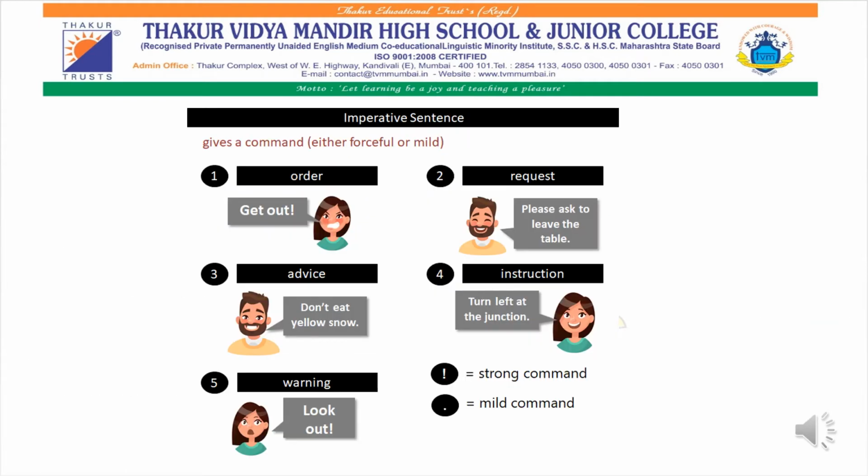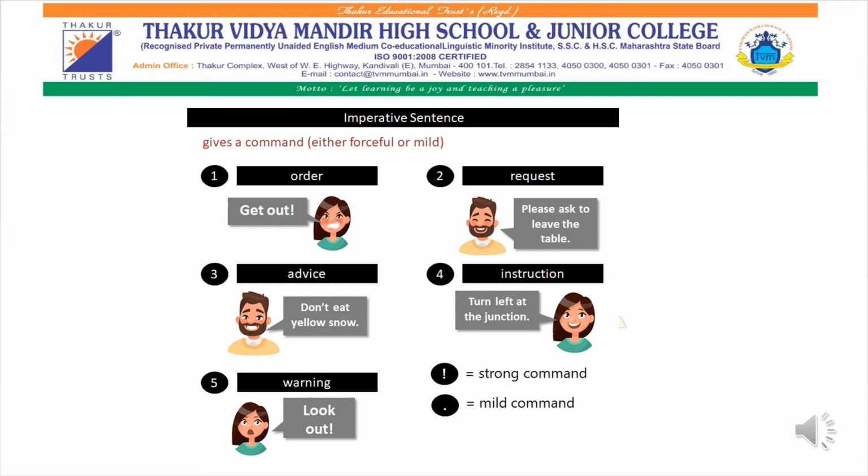Look at this picture. As I have mentioned, imperative sentences give commands either forcefully or mildly. For example, if you want to give an order, say, get out. You see, this sentence gives a stressful command. It is forcing someone, and that message is very forceful, in anger. Therefore, we use the exclamation mark for that.